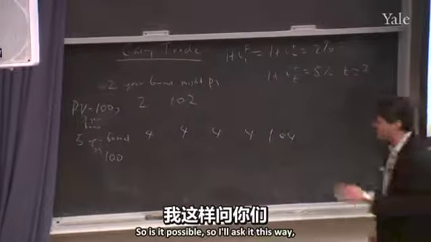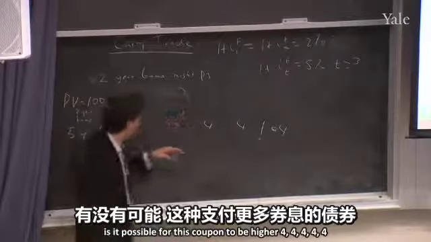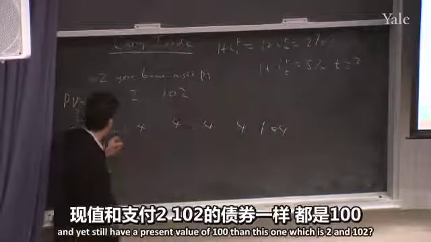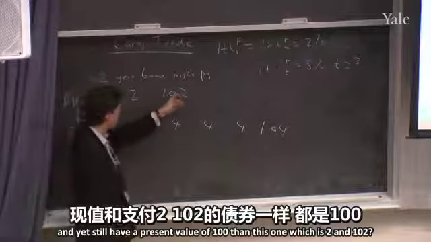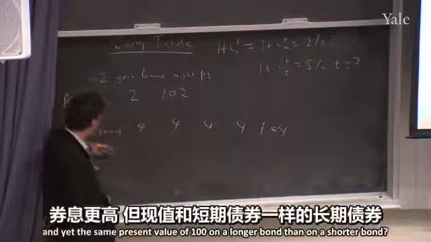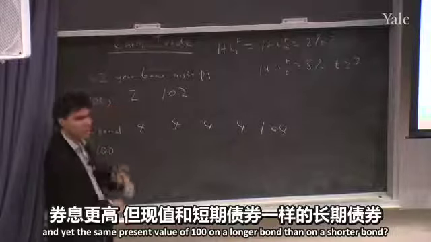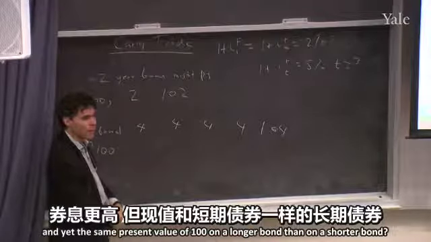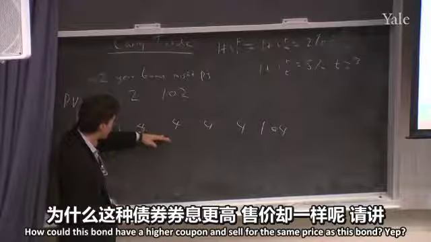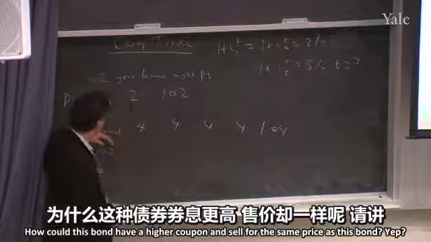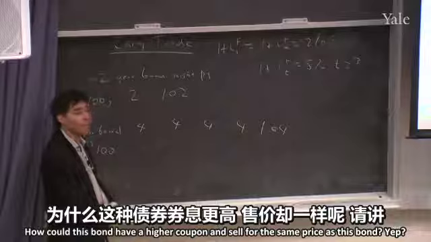So I'll ask it this way: is it possible for this coupon to be higher, 4, 4, 4, 4, 4, and yet still have a present value of 100, than this one, which is 2 and 102? Could you have a higher coupon and yet the same present value of 100 on a longer bond than on a shorter bond? How could this bond have a higher coupon and sell for the same price as this bond? Yep. You're losing money.